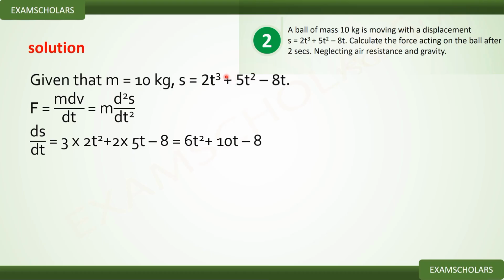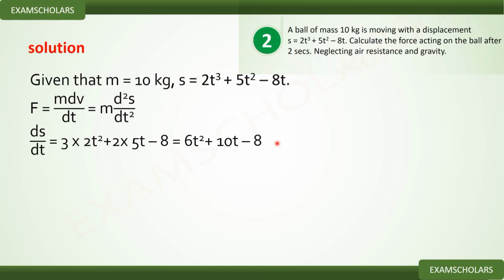Very simple, just bring down your 3 to the front. 3 times 2t, you reduce the power by 1, it becomes square. 3 times 2t square plus, you bring this 2 down. So you have 2 times 5, you reduce it by 1, so you have 2 times 5t. Then you bring the 1, which is the power of t here, down, so you have 8 times 1, then you reduce the power by 1, so that is t raised to power 0, and that is 1. 8 times 1, 8. So when you solve this, 3 times 2 here, you have 6t squared. 2 times 5 here, you have 10t, then you have minus 8.